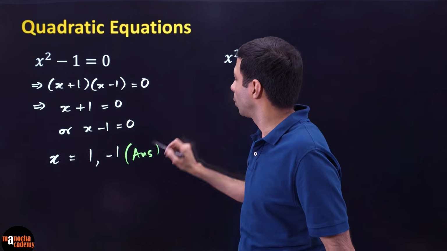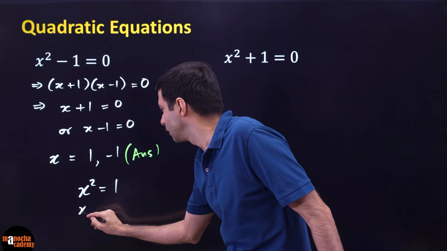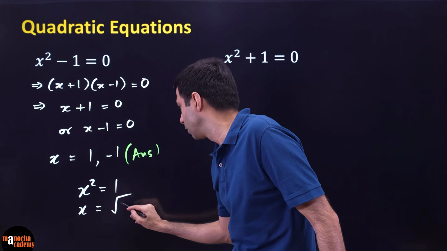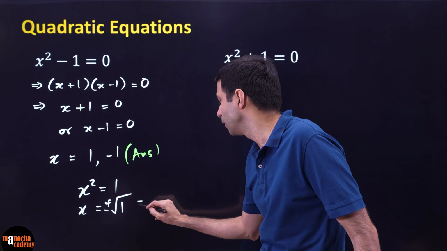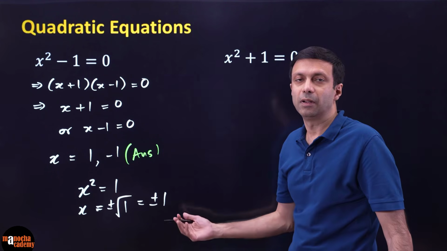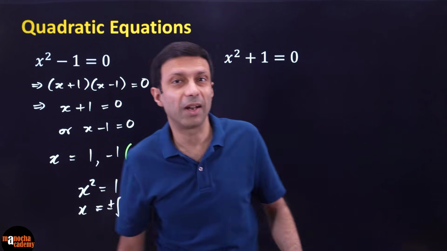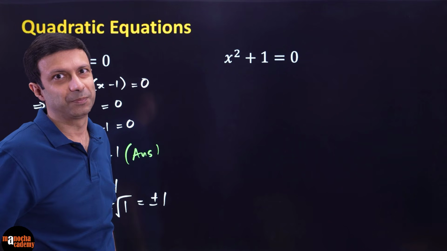Because the other way you could have thought this is x square equal to 1. So x is square root of 1, which means plus minus. In square root you take a positive and negative. So basically you're getting the answer as plus minus 1. There you go. Now if I give you another quadratic equation, x square plus 1 equal to 0.